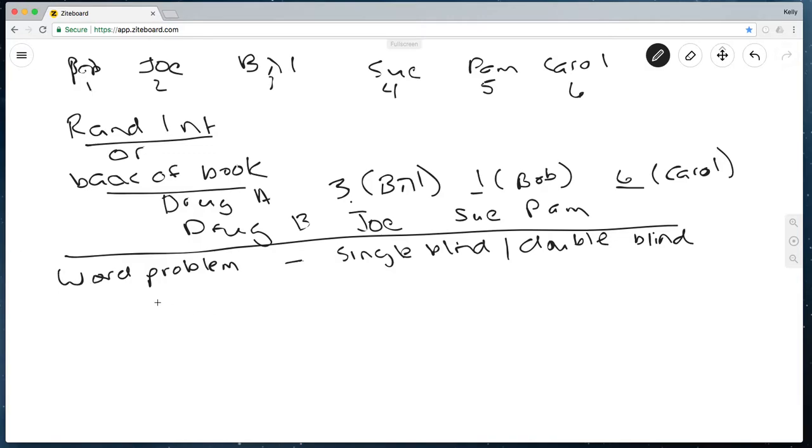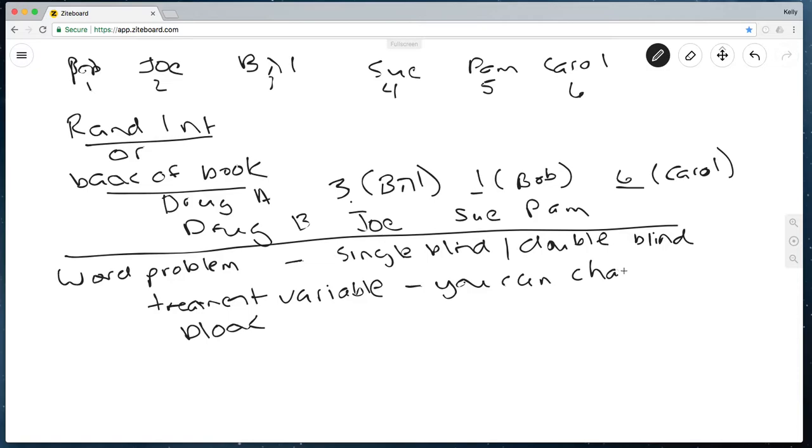All right, I'm also going to ask you the difference between a treatment variable and a block. A treatment variable is something you can change. So I can change whether you take drug A or drug B, or I can change whether you exercise or not, because maybe that's part of the experiment. Things that I cannot change are considered blocks.